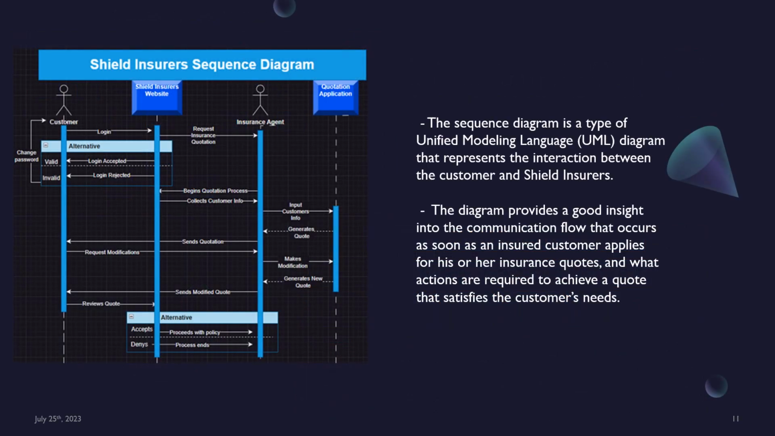Here we can see Shield Insurers' sequence diagram. The sequence diagram is a type of UML diagram that represents the interactions between the customer and Shield Insurers. And this diagram provides a good insight into the communication flow that occurs as soon as an insured customer applies for his or her insurance quotes and what actions are required to achieve a quote that satisfies the customer's needs.